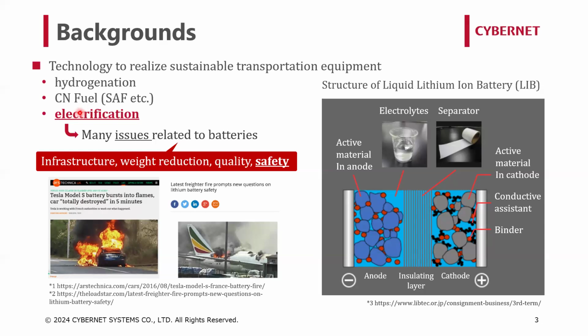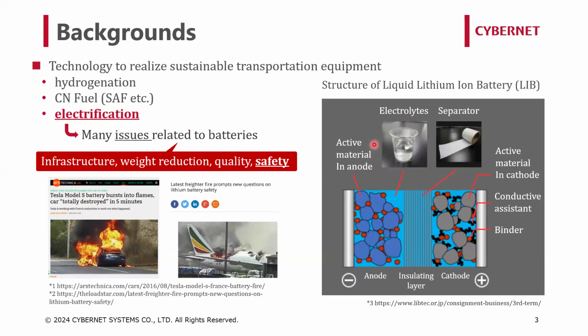This presentation is about the solution related to electrification, but when we look at the issues involved in realizing such solutions, we see that many of them are still caused by batteries. This includes charging infrastructure, weight reduction, quality, and safety. Our solution focuses on helping to improve quality, but in terms of the need for all solid-state batteries, the issue of safety becomes very important.